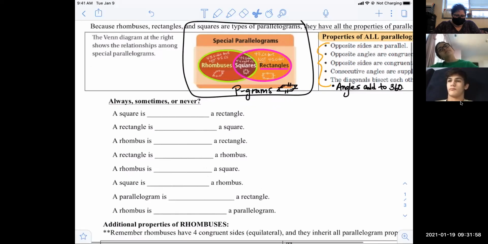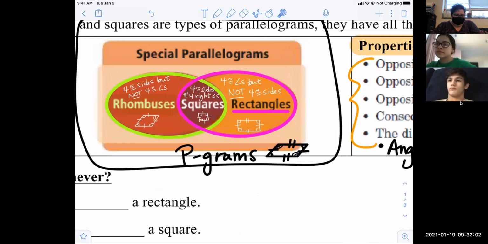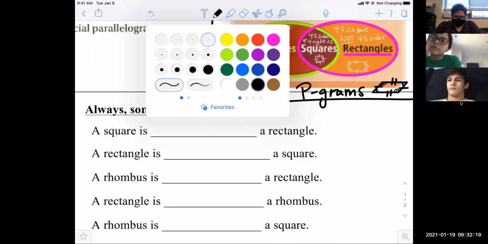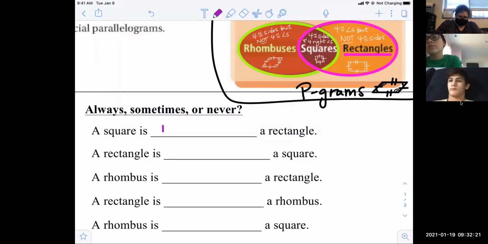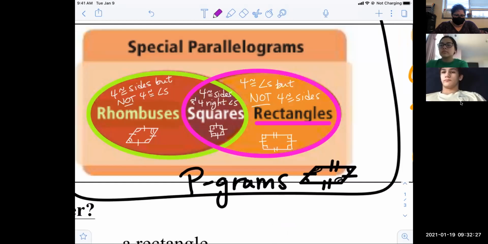So, a square is always, sometimes, or never a rectangle. If you're a square, you're somewhere in here, right? Are you always, sometimes, or never inside of the rectangle region? Lucy? Always. You're always going to be inside that pink area there, right? So that one will be always.